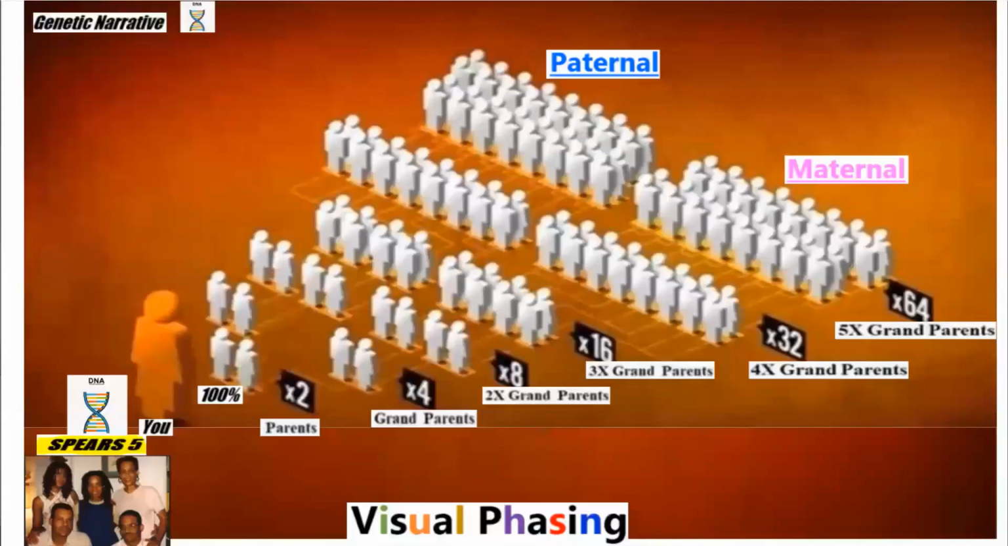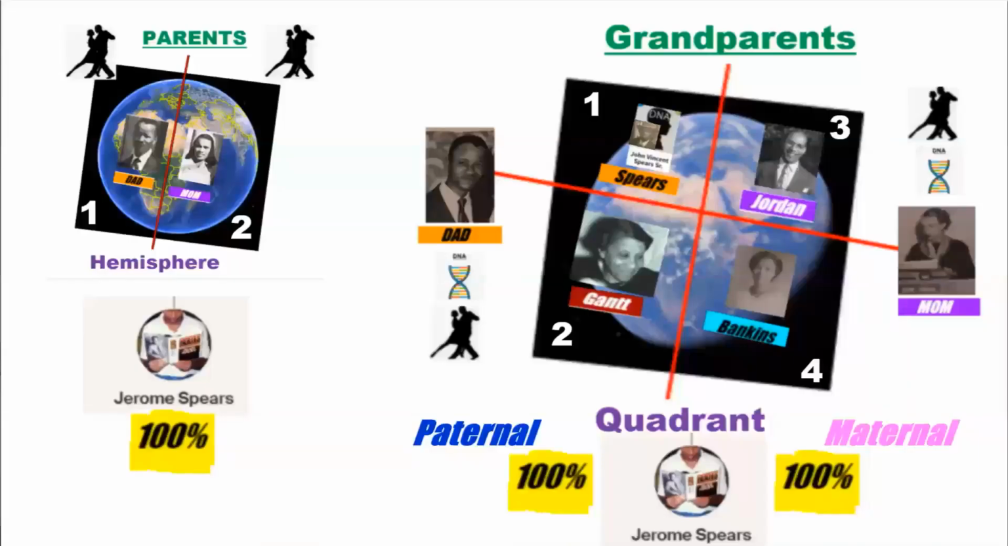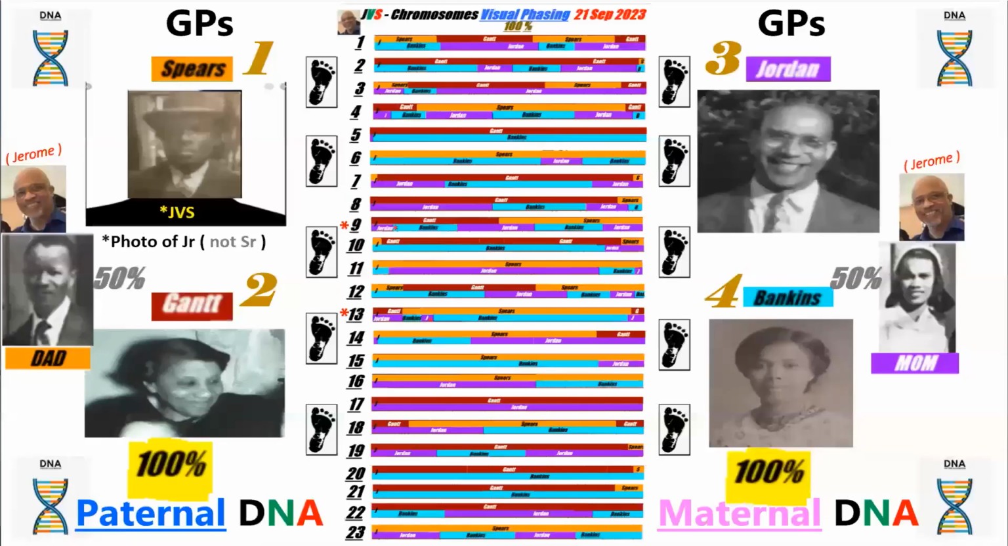And in part, you can go from 100% at your parents' level back one generation to at or near 100% at your grandparents' level. Put another way, we can go from hemispheric DNA to what I call quadrant DNA. And it's all there.